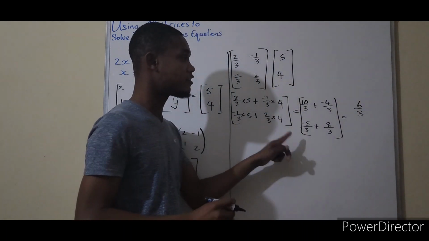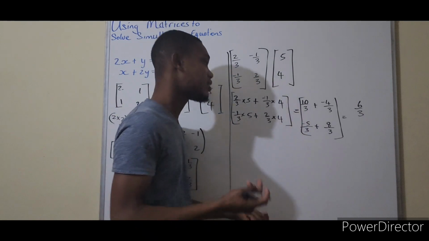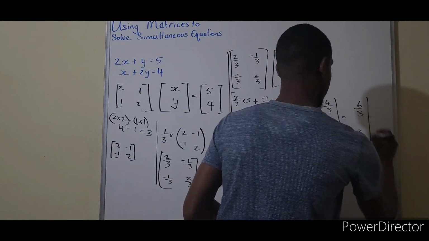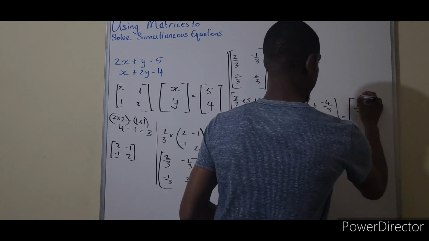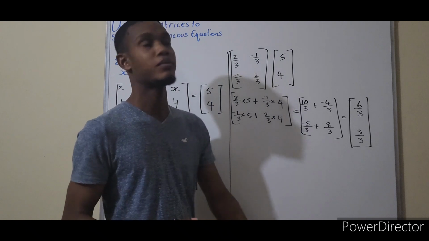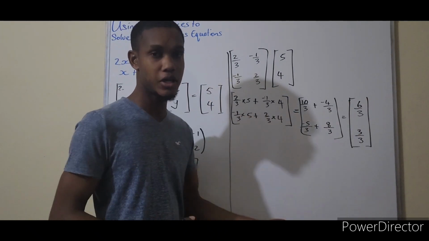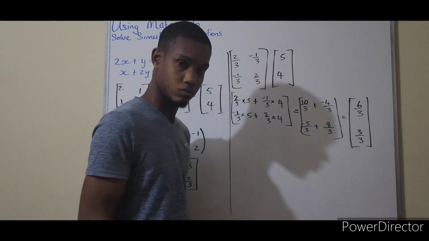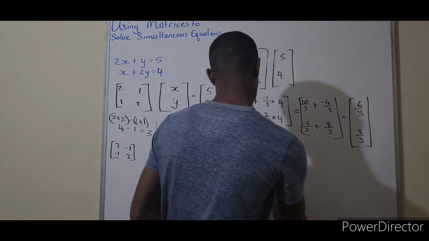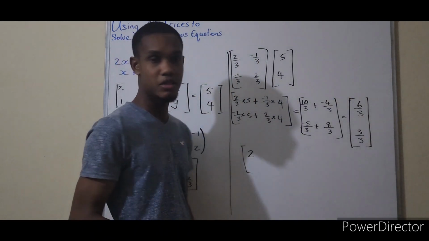And here now, negative 5 plus 8, so that's 8 minus 5, which would be 3. That's 3 over 3, because you must keep your denominators. Now, you just simplify as best as possible, meaning you divide your numerator by your denominator. So 6 over 3 is 6 divided by 3, which is 2. And 3 divided by 3 is 1.